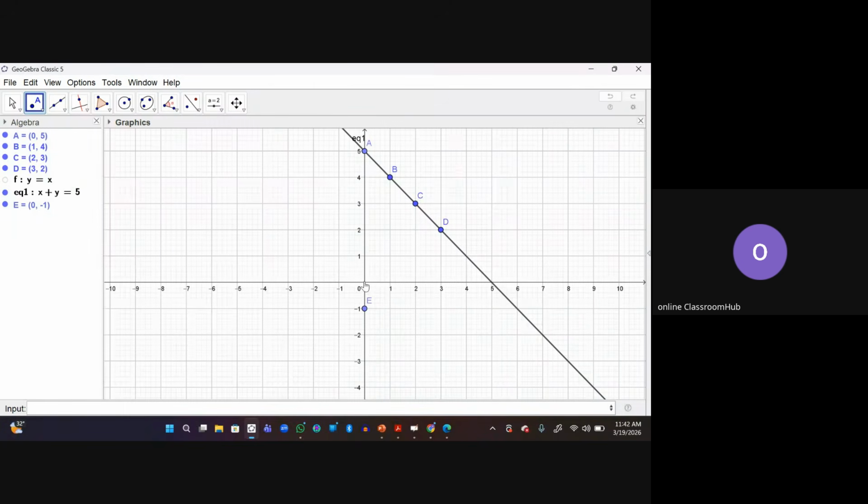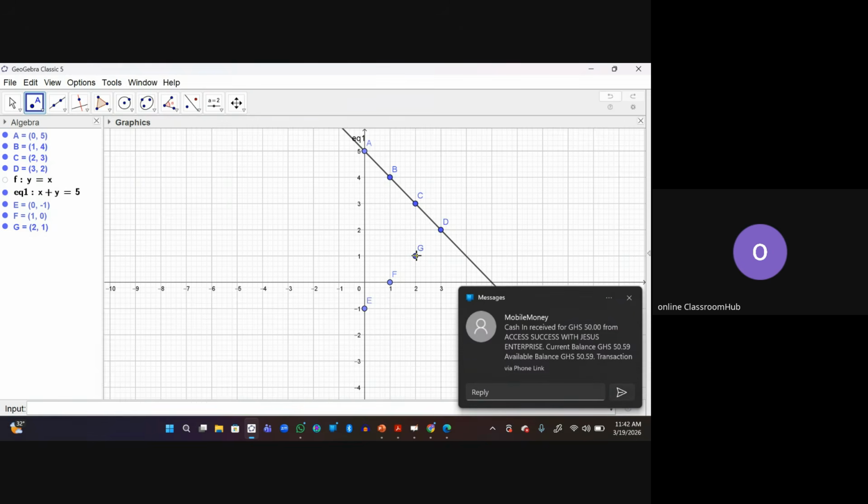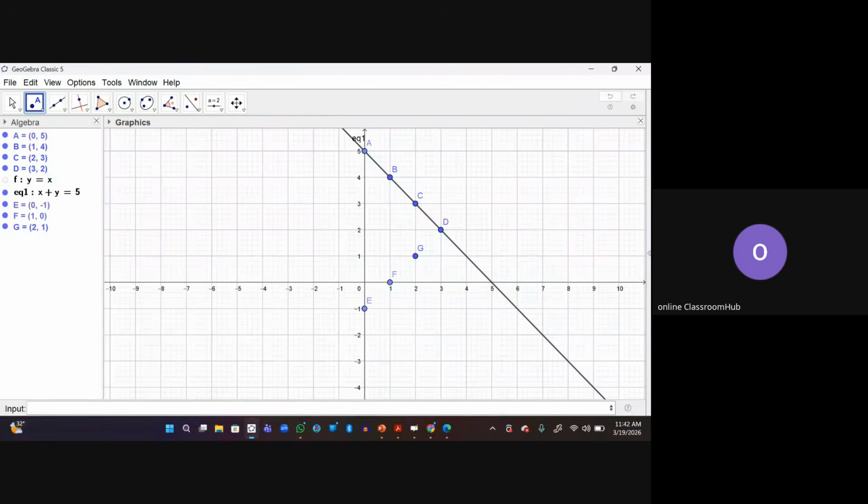So from here we move one up, one to the right here. Now we are at F. From F, we are moving one step up, one step to the right, like this. From G, we are moving one step up, one step to the right. So it will also be at D here. Another intercept. Have you seen that?